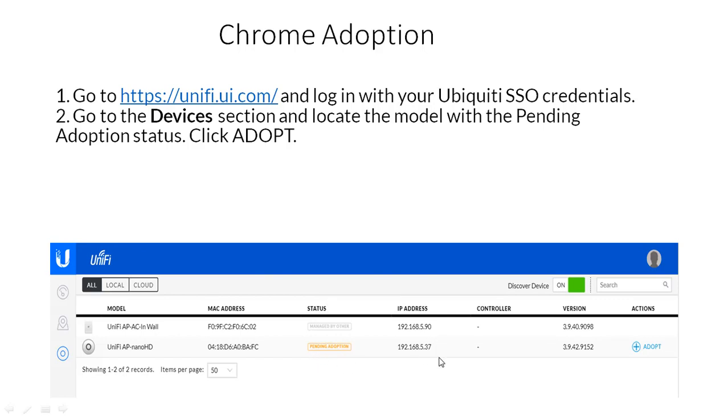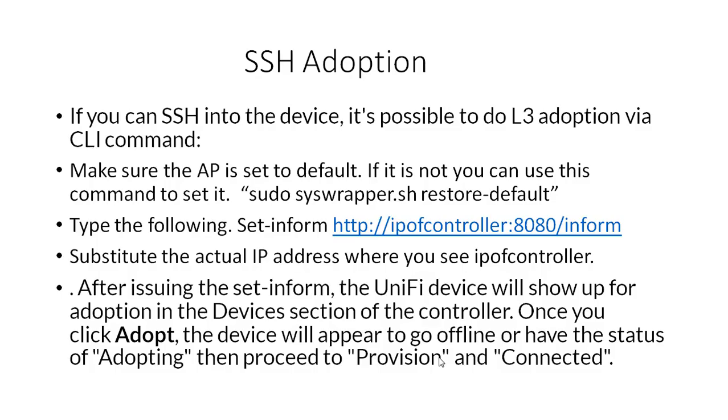If this is on a reachable network, you could use PuTTY to do this. You could also, like I said, use Chrome. So that's kind of it in a nutshell, except for the little part that I already showed you, the SSH adoption. You can do this through the CLI, right? There's also a little note in here that if the AP is not set to default and you could PuTTY into it, you can use the syswrapper command to set it back to default. And you would type in the set-inform command. Pretty simple, pretty straightforward layer 3 adoption.